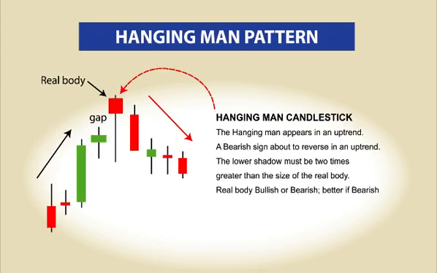Hanging man pattern. The hanging man appears in an uptrend. A bearish sign about to reverse in an uptrend. The lower shadow must be 2 times greater than the size of the real body. The real body is bullish or bearish, better if bearish.